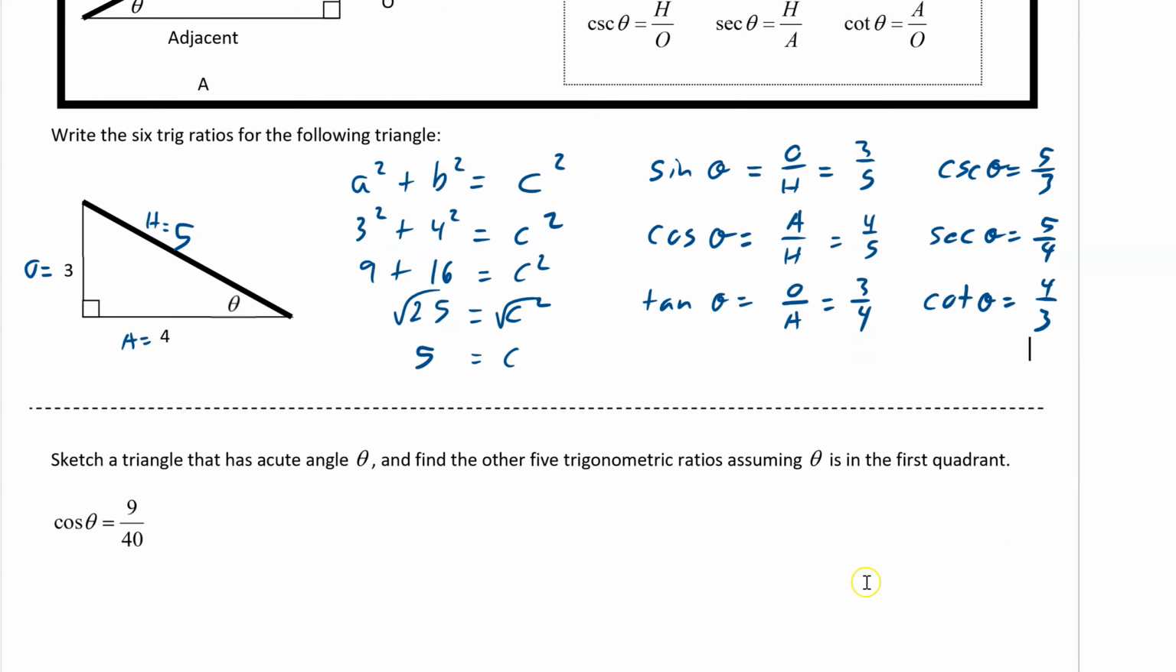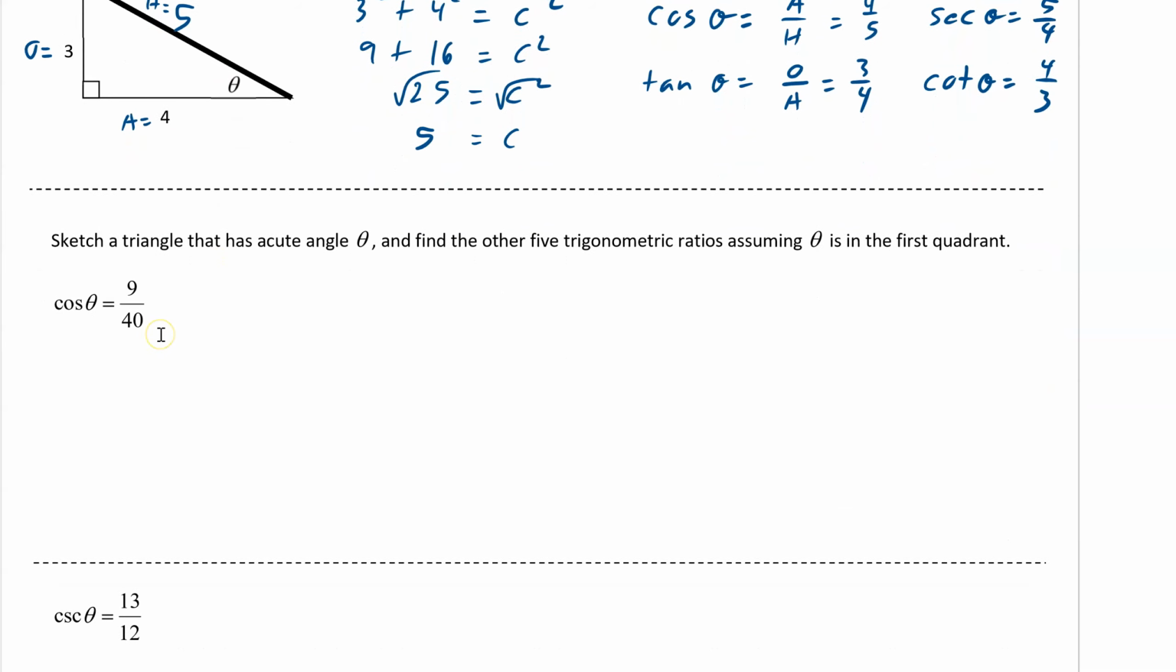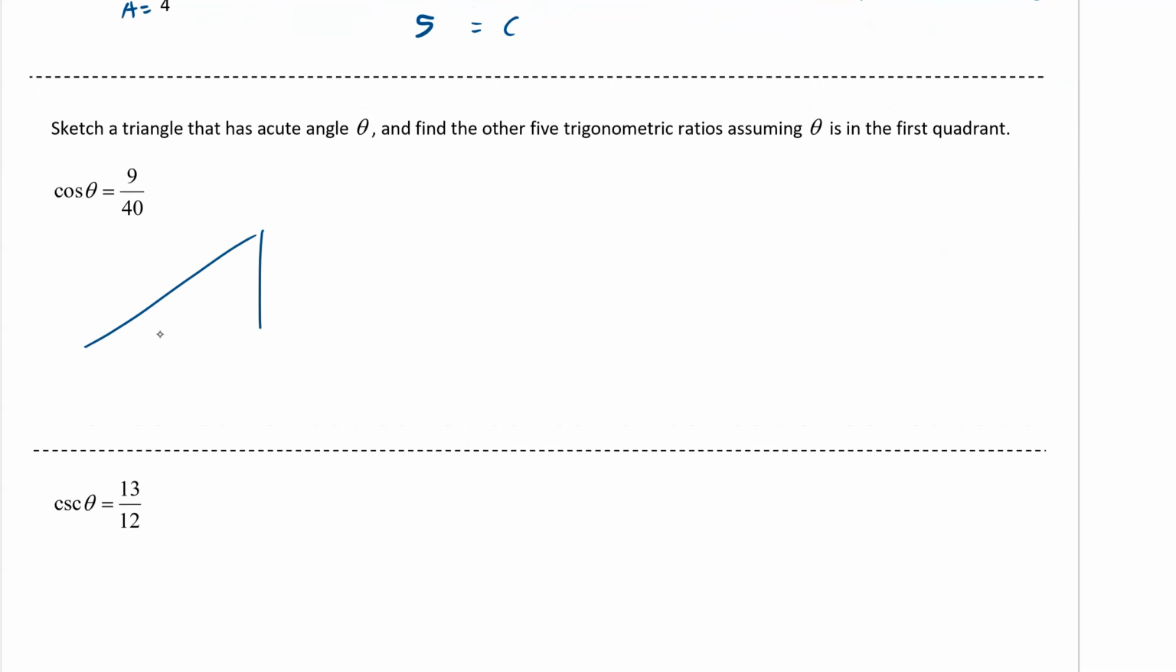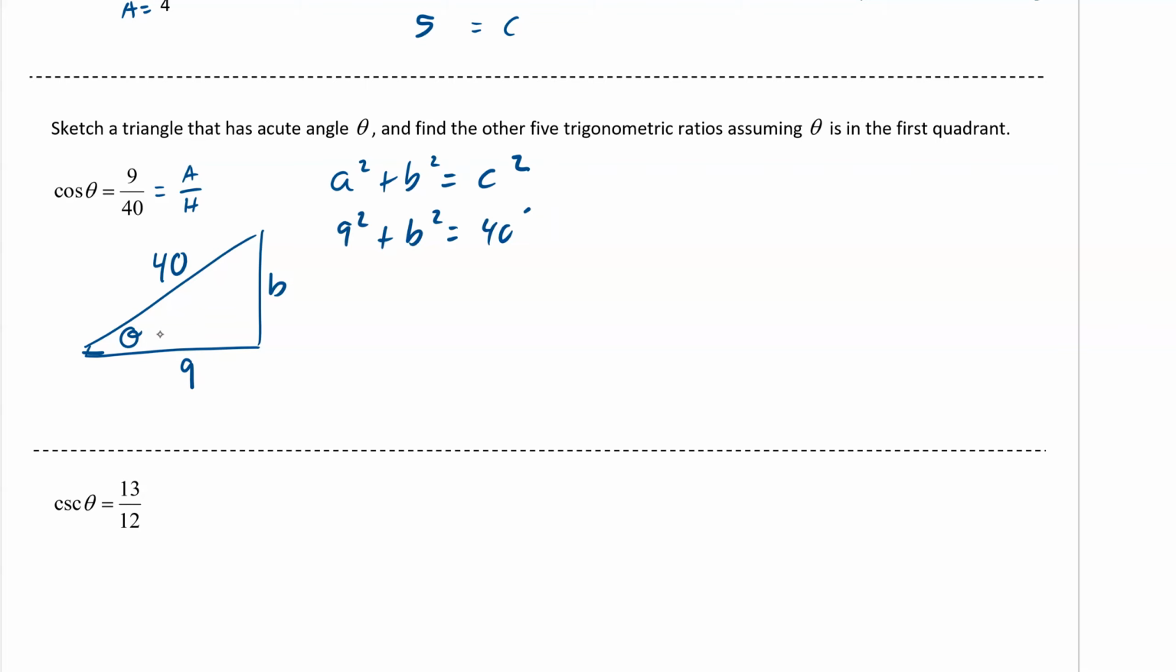So let's try another one. They're all the same. So cosine theta is 9 over 40. So then we draw first a triangle, and you put theta. And again, cosine is adjacent over hypotenuse. So that means this is 9, and this is 40. So what we're missing is the opposite. So again, a squared plus b squared equals c squared. We'll call that one b. So 9 squared plus b squared equals 40 squared.